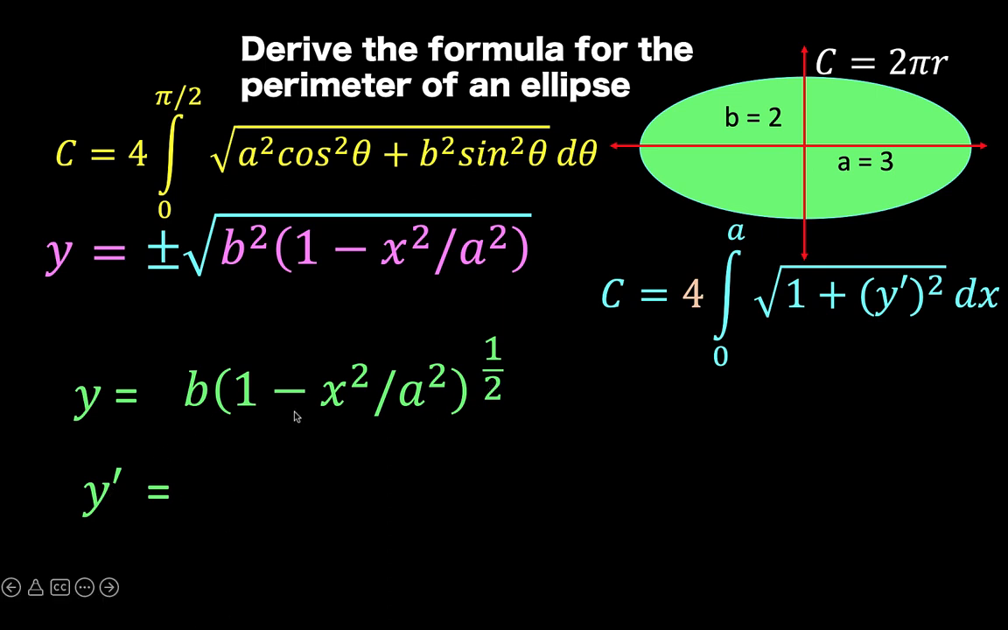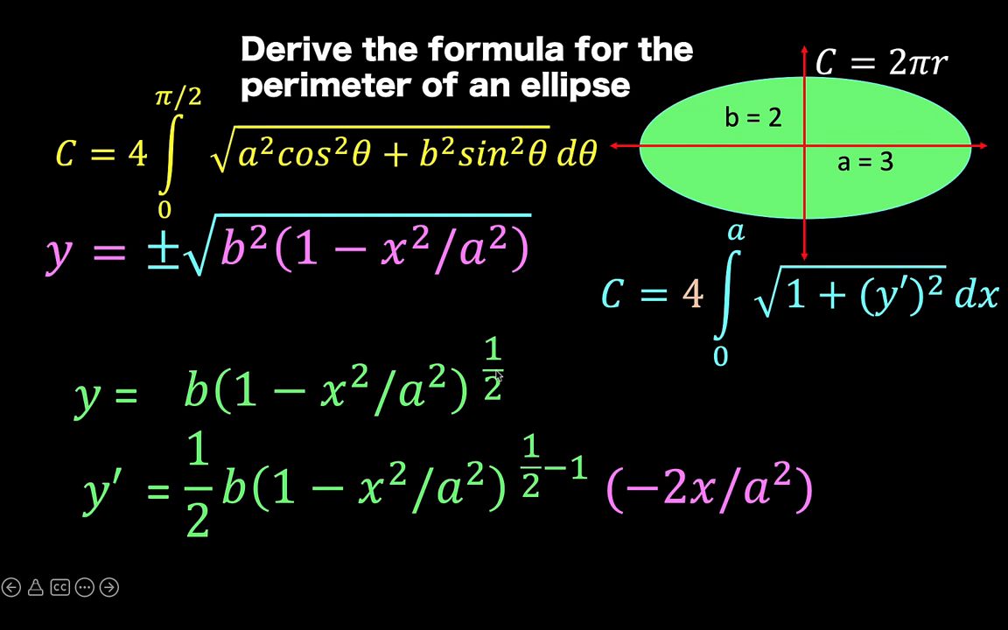So b is a constant times the exponent 1/2. We have 1/2 b. Copy the base and subtract 1 from the exponent 1/2 to get 1/2 minus 1, times the derivative of the inside function, applying the chain rule. And the derivative of the inside function is negative 2x over a squared.